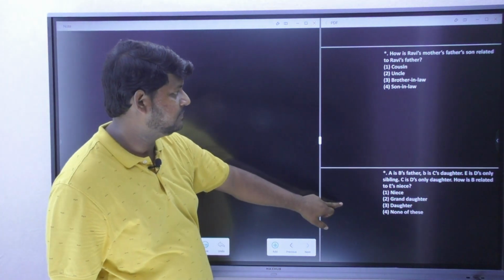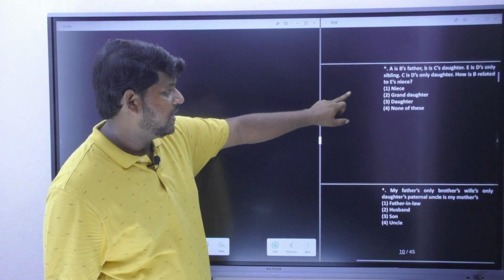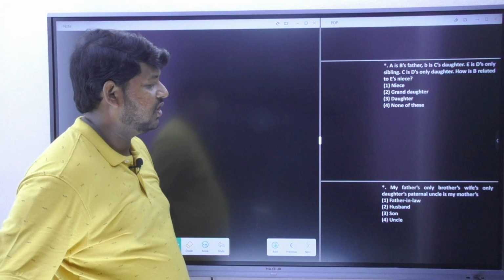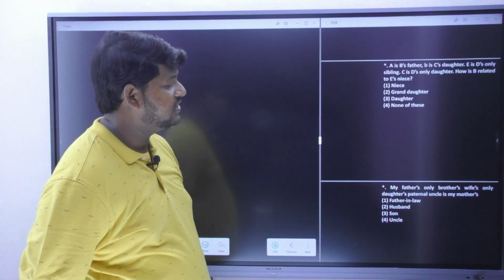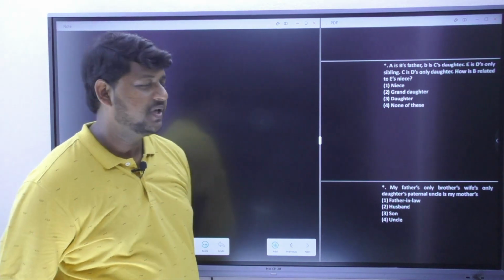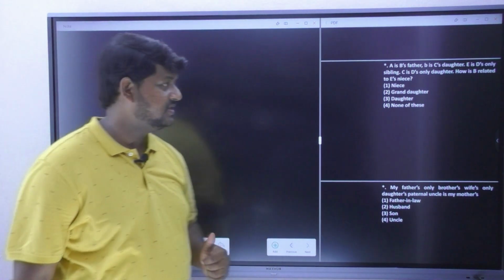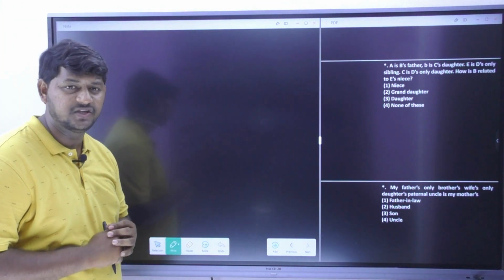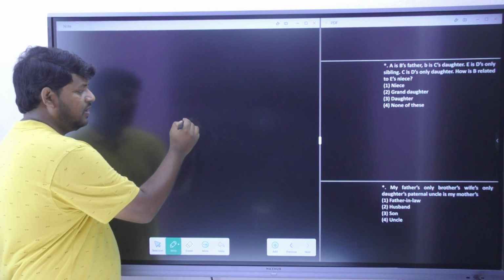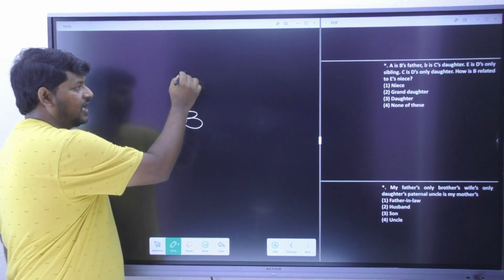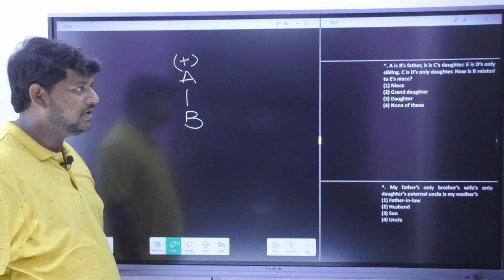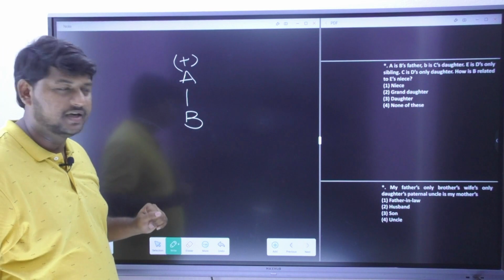Let's see the next one. A is B's father. B is C's daughter. E is D's only sibling. C is D's only daughter. How is B related to E's niece? This is a bit complicated, I think. Let's see here. A is B's father, so now we got B's father as A. But you do not know the gender of B. You know the gender of A, that is male.